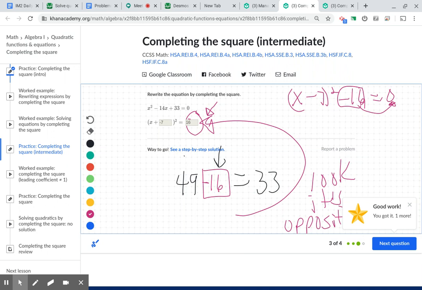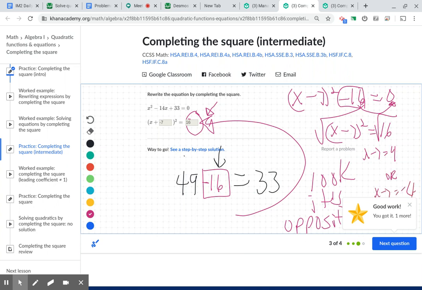And basically they're going to solve this. From here they're going to find the x-intercepts. Watch. And what times what is 16? Right? So square root, right? So x - 7 equals 4 or -4, right?